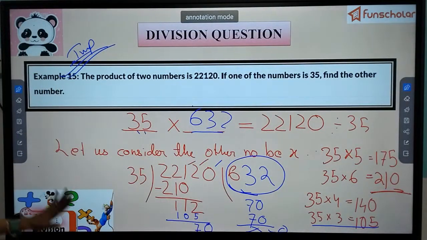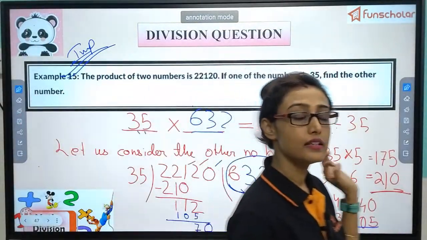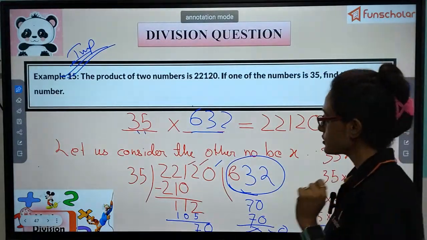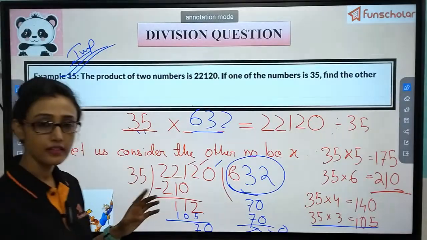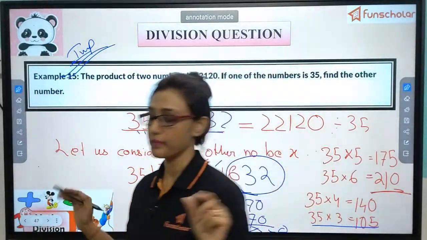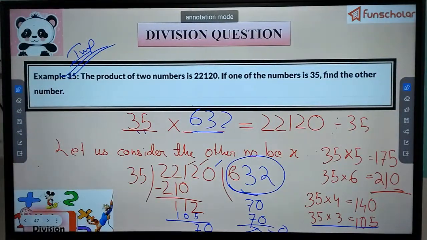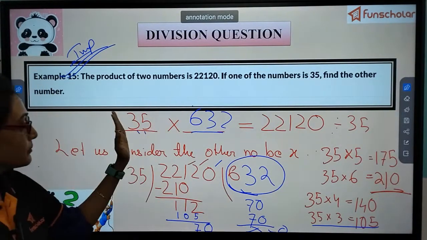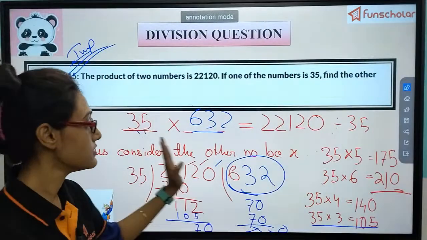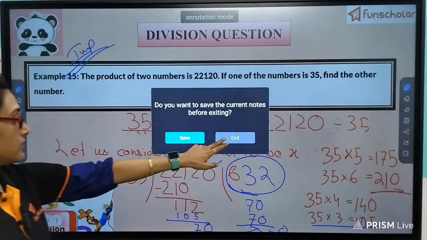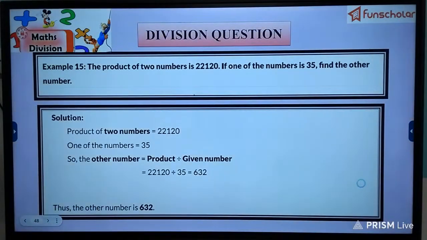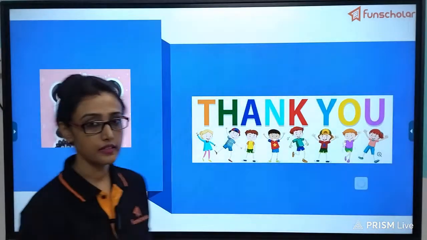Understood the concept? This is a very important problem and most important in respect of your exam. So this kind of problems will come both in your Olympiad and in your general paper or school paper. So you must know how to find out another number when one number is present, another number is missing, just by division. How I have taught you. See, 632. So this is it. We are done.